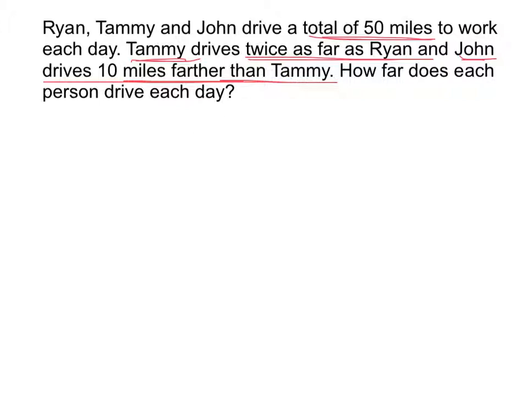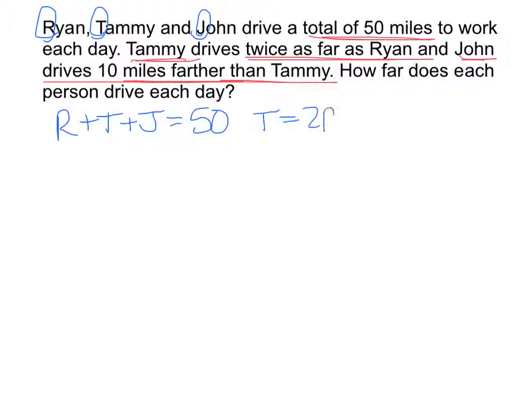Well, I have 3 people, so I need 3 variables. So I'm going to choose to use R for Ryan, and T for Tammy, and J for John, because those are all nice ones. Now I know that all together they drive a total of 50 miles. So Ryan plus Tammy plus John is 50 miles. I also know that Tammy is twice the distance that Ryan goes. And I know that John is 10 farther than Tammy. So for my 3 variables, I have 3 equations. This is a good thing.